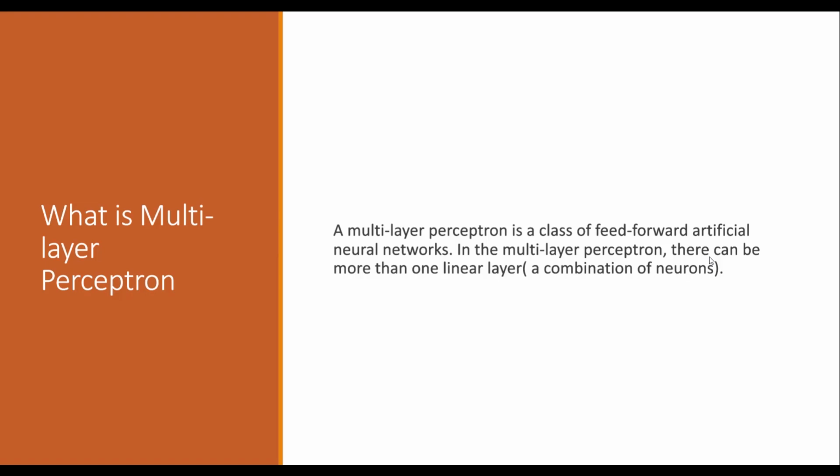Basically, a multi-layer perceptron is a class of feed-forward artificial neural networks. In a multi-layer perceptron, there can be more than one layer, or you can say a combination of neurons. For example, if we take a 3-layer network, the first layer will be the input layer, the last layer will be the output layer, and the middle layer will be the hidden layer. We can also increase the number of hidden layers as much as we want to make the model complex based on the task. So basically, the multi-layer perceptron defines the most complex architecture of artificial neural networks, and it is formed from multiple layers of perceptrons.